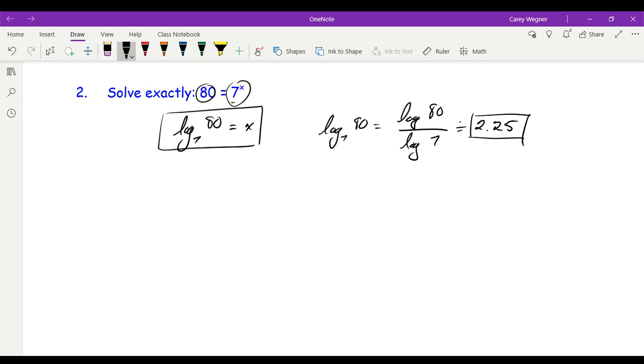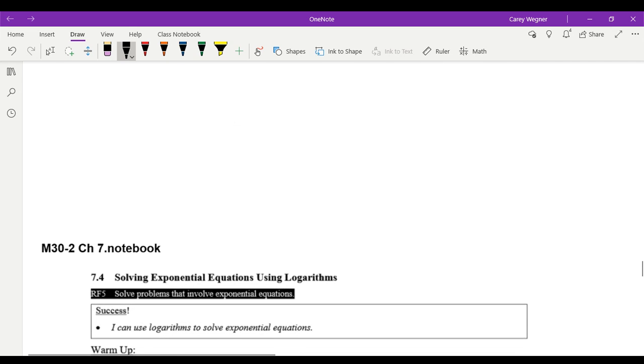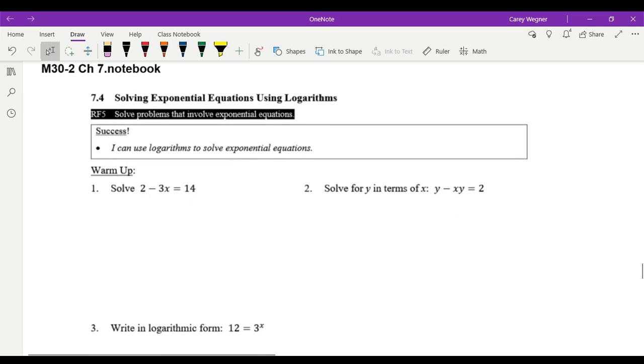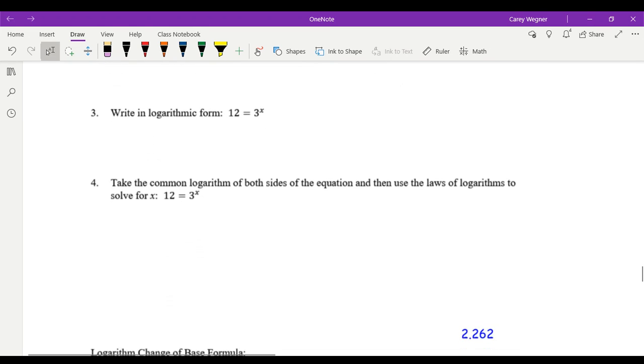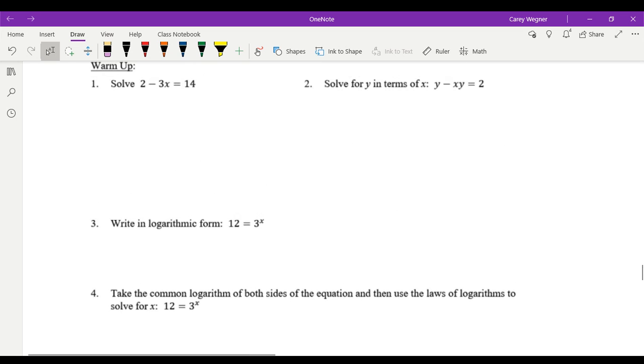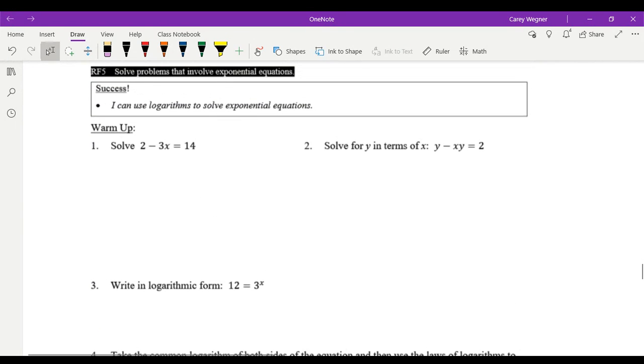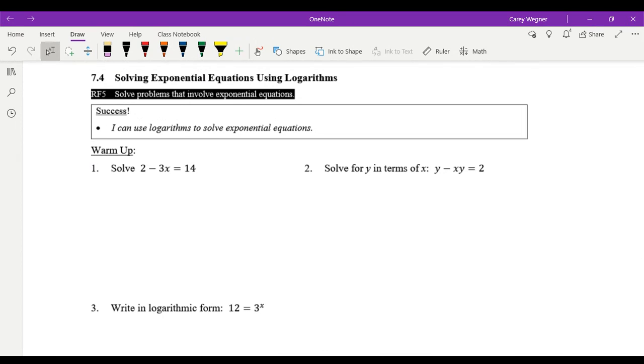Okay, and that's where we're going in today's lesson as we look at solving exponential equations using logarithms. First, some warm-up questions. So again, I'll have you pause the video and complete these 4 warm-up questions, it looks like. Maybe just before you do that, again, our measure of success today is just being able to use logarithms to solve exponential equations. So fairly straightforward. Okay, pause the video and do these warm-up questions, please.